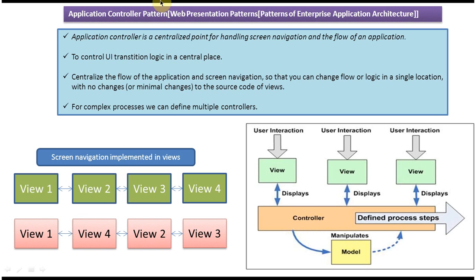Now if you read this, you will understand. Application controller is a centralized point for handling screen navigation and flow of an application. So this controller will take care of screen navigation and the flow of an application. How the flow should be, all of that will be in the controller. Second point, to control UI transition logic in a central place. So the UI navigation logic will be in the central place. And the third point is to centralize the flow of an application and screen navigation.